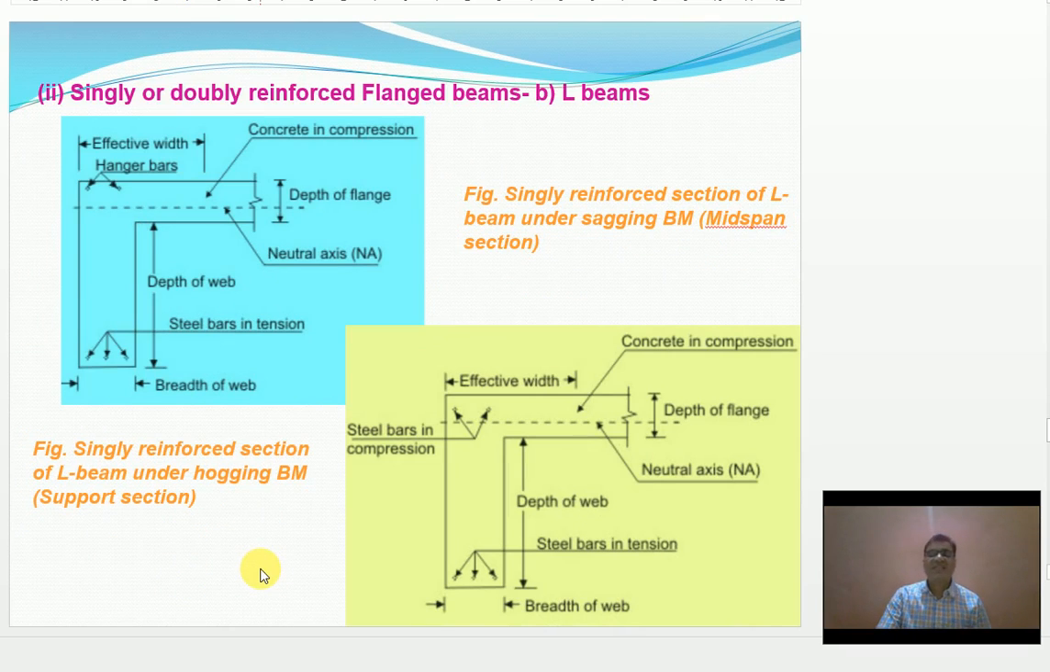Next one is when a slab is available on one side only. Then it is called an L beam. Again, a similar concept we can adopt, which we have adopted for the T beam. Like a singly reinforced L beam under sagging bending moment, the main steel is provided at the bottom and anchor bars are provided at the top. So this is a singly reinforced L beam. Similarly, we have a doubly reinforced L beam. The main steel, that means tension steel, is provided at the bottom and compression steel is provided at the top.